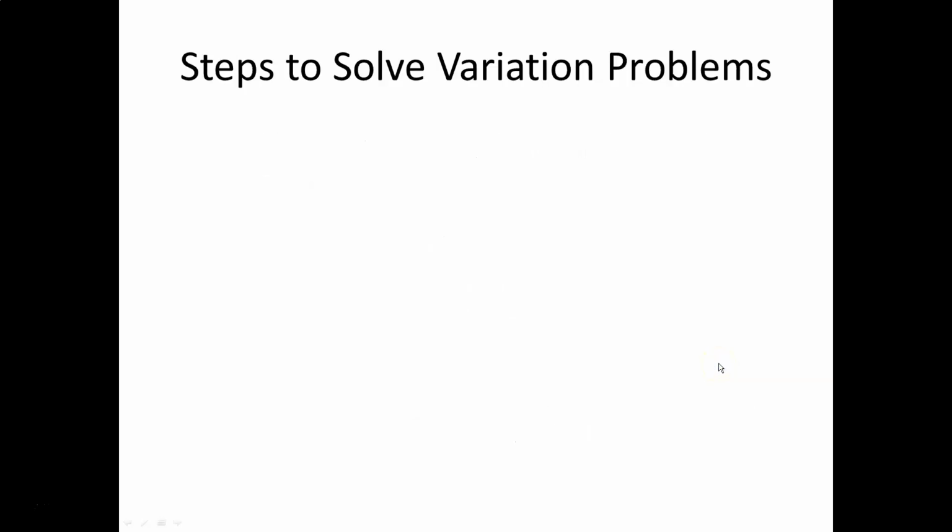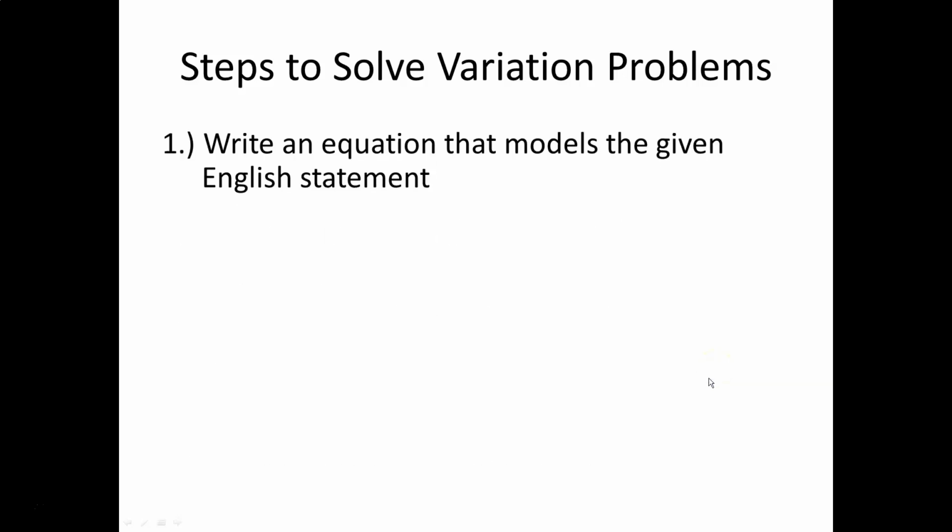Steps to solve variation problems, and this is going to work for every single variation problem you're going to get. So step 1 is write an equation that models the given English statement. And this is where it's going to be different for direct variation and for inverse variation and for joint variation. But for direct variation, we just did that on the last slide. It's y equals kx.